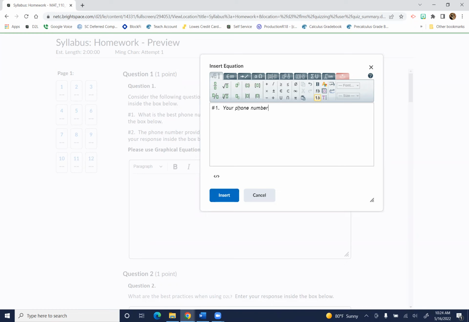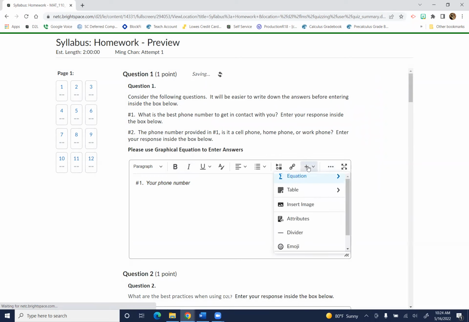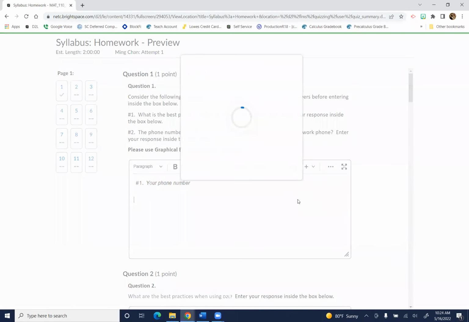Once you enter this answer, I don't want you to put two lines with the answer here. So once you enter one line, press insert, and then press enter. Go back to the graphical equation for number 2's answer.